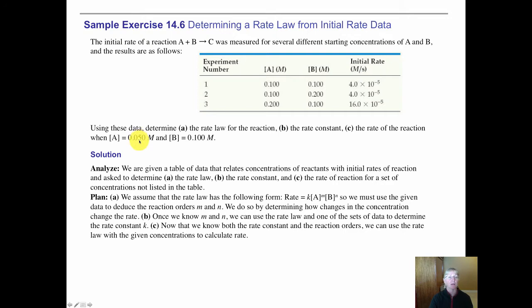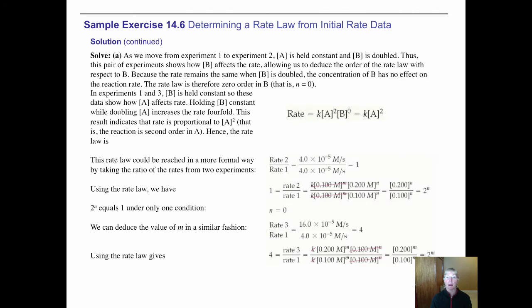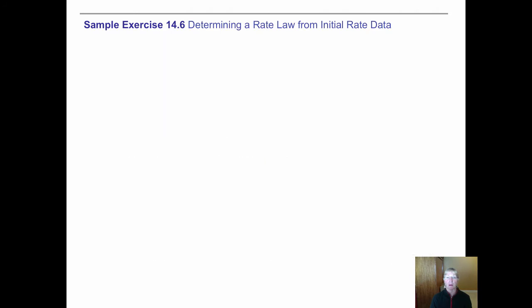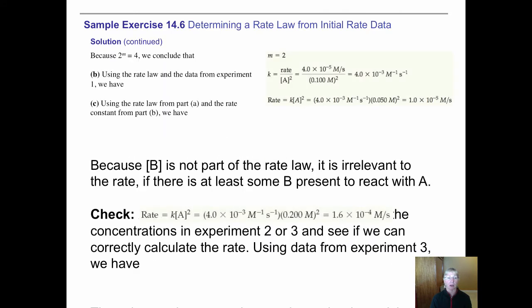The concentration of A was 0.05. And we really don't care what the concentration of B was because it's zero order with respect to B. So all you need to do is take that rate law and substitute in the given concentration for reactant A. And that was the amount right here.